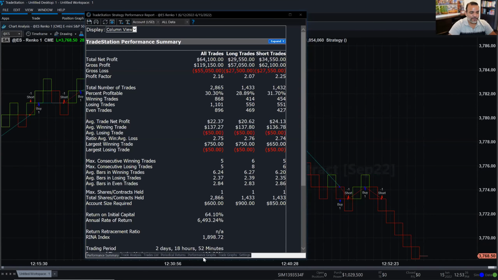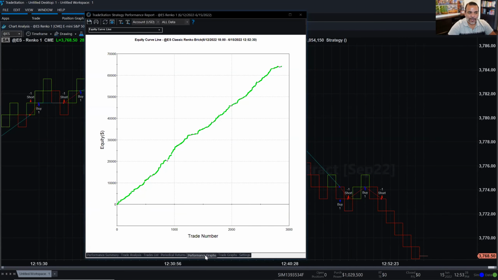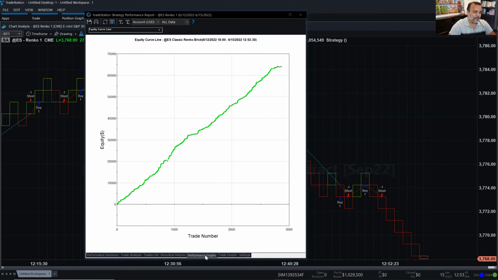If I look at my performance graph, take a look at that equity curve line. That is a perfect scenario where you have a 45-degree angle equity curve. It goes up to infinity. So I would only have to add historical data to this chart to make this even a better performance.